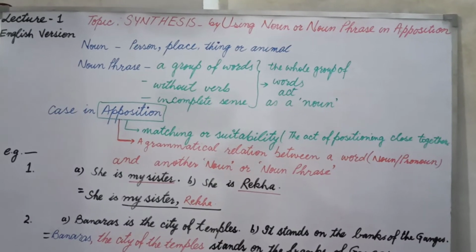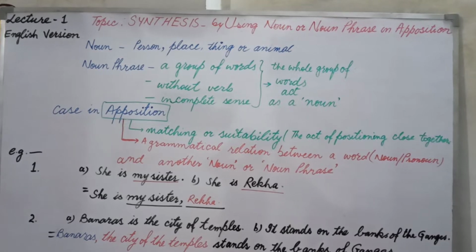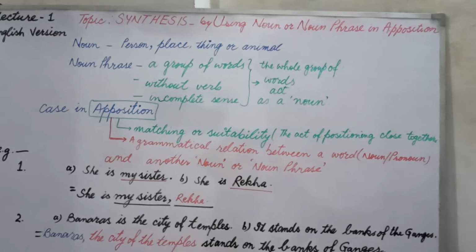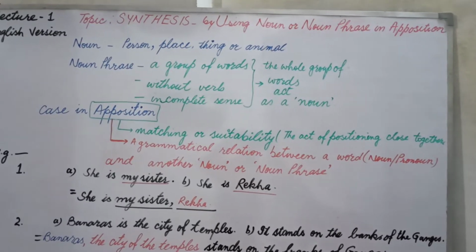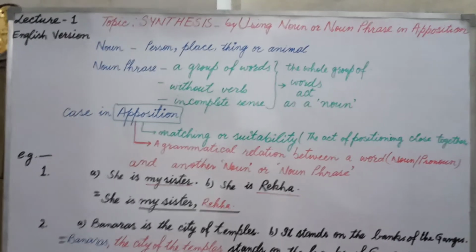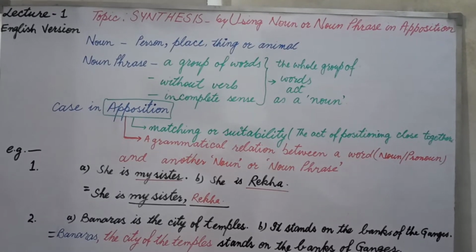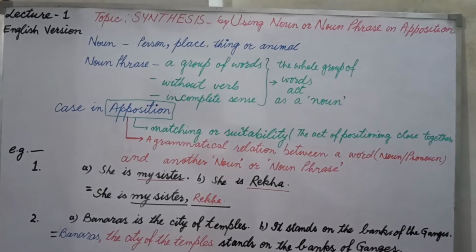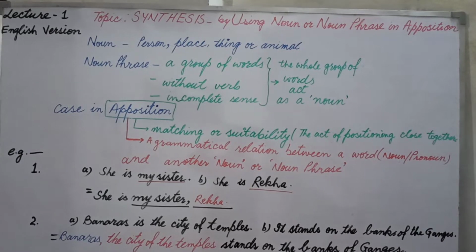Dear students of academics and competitive exams of English, in this lecture, today our topic is how to synthesize two or more sentences given in different parts by using noun or noun phrase in apposition. Students, before I start teaching, I would like to make you know these 4 points. What are the 4 points? First is synthesis in simple, second noun, third noun phrase, and fourth is apposition.